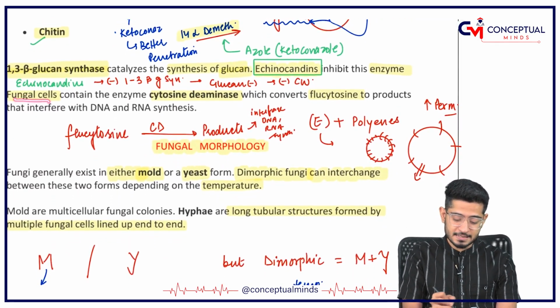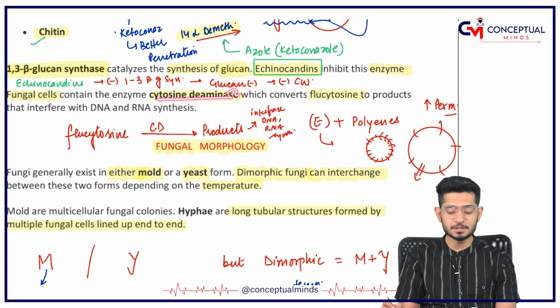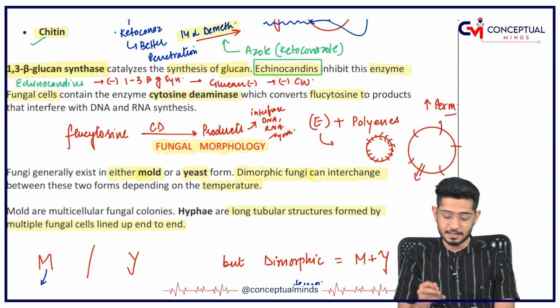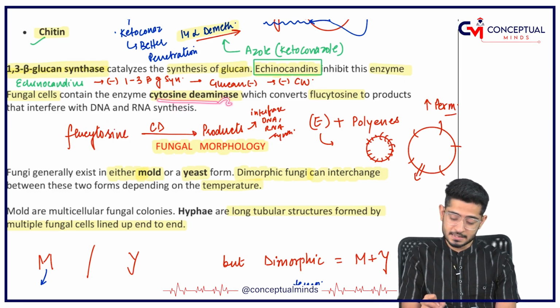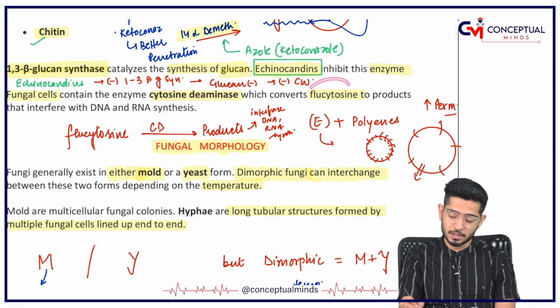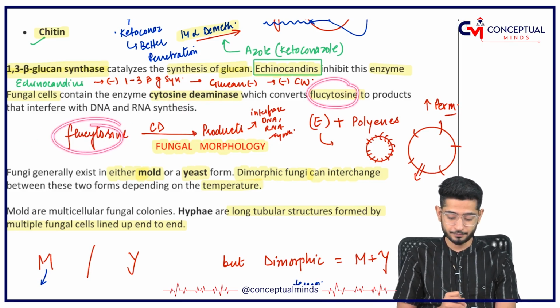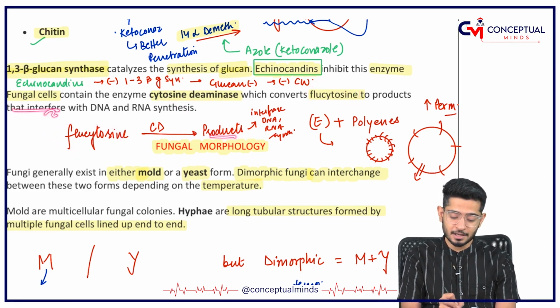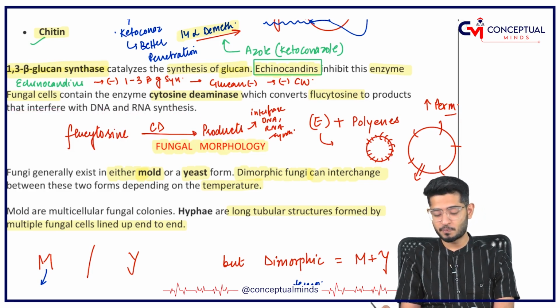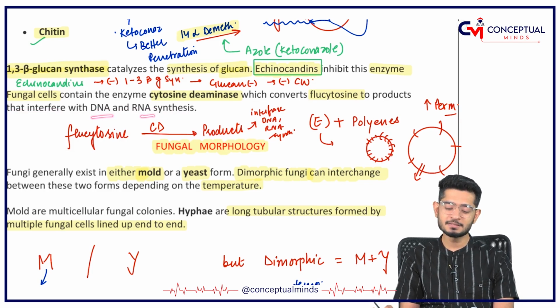Also, fungal cells have cytosine deaminase. They contain an enzyme called cytosine deaminase, which converts flucytosine to some products that are going to interfere with DNA and RNA synthesis. So because there will be no DNA and RNA synthesis, there will be no fungal cells.